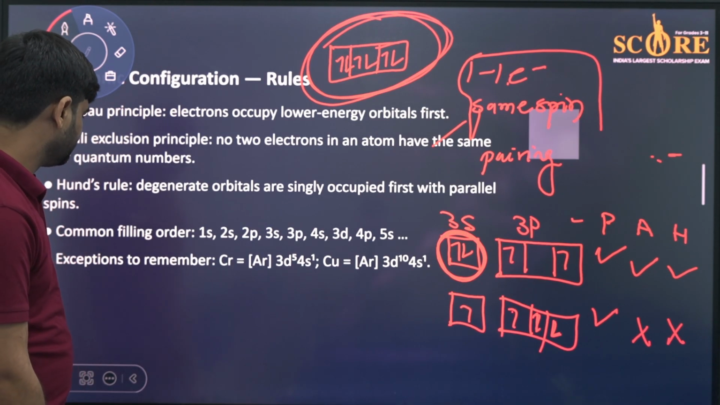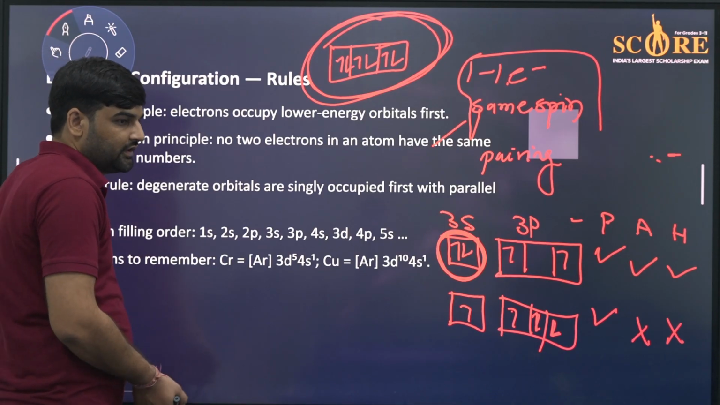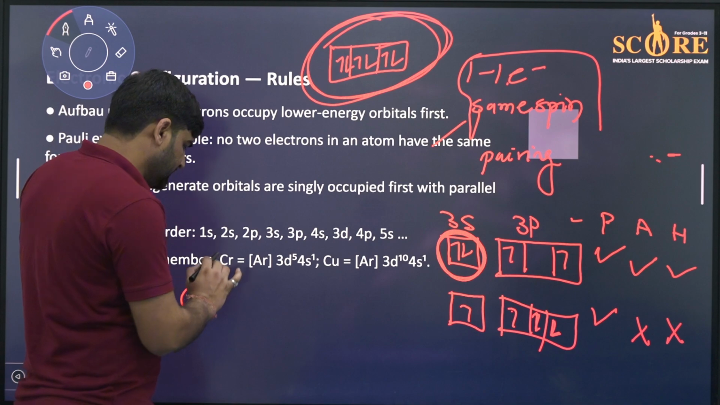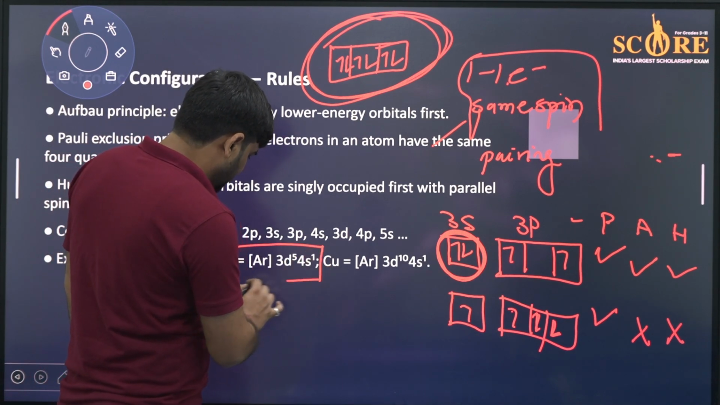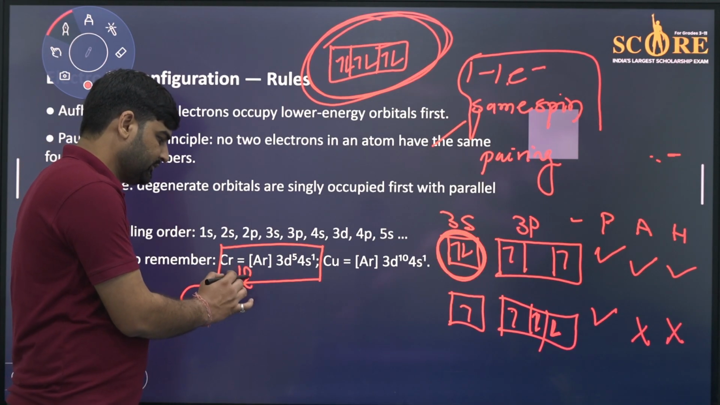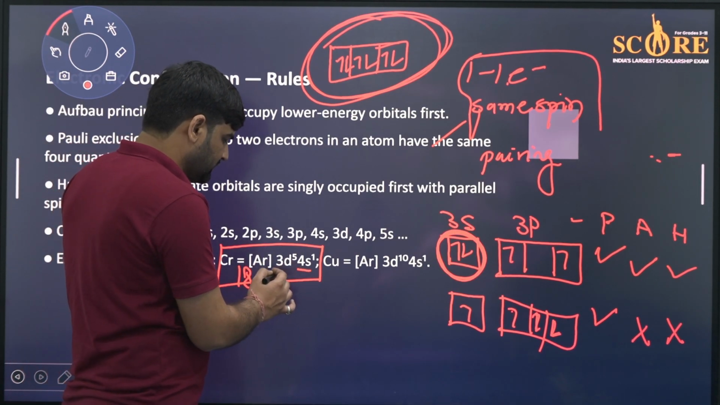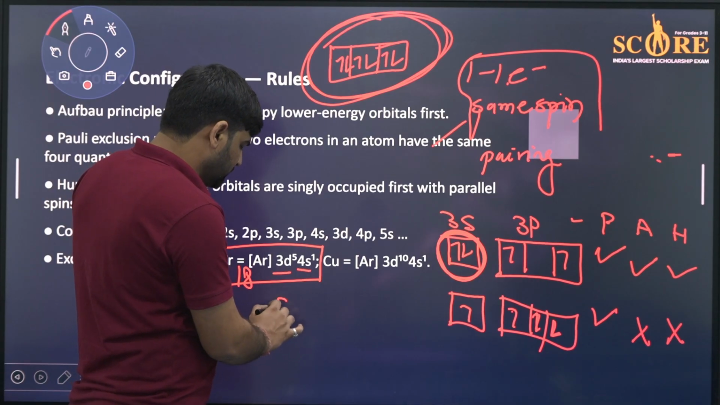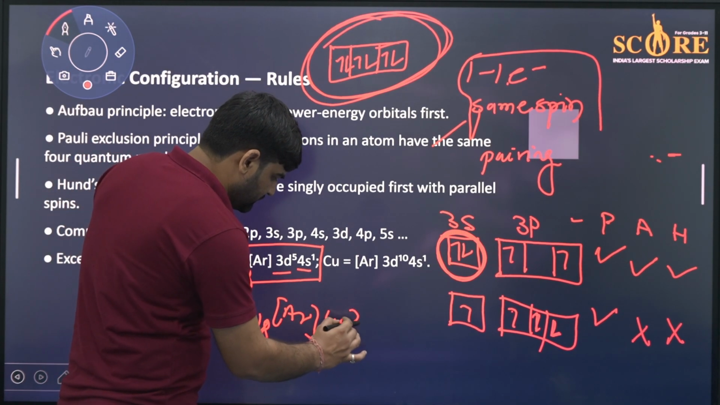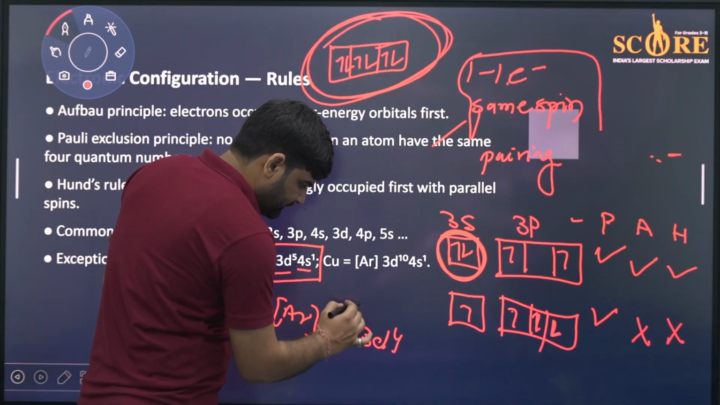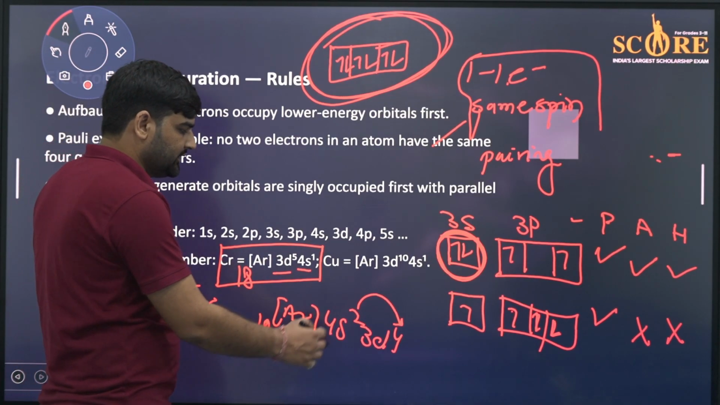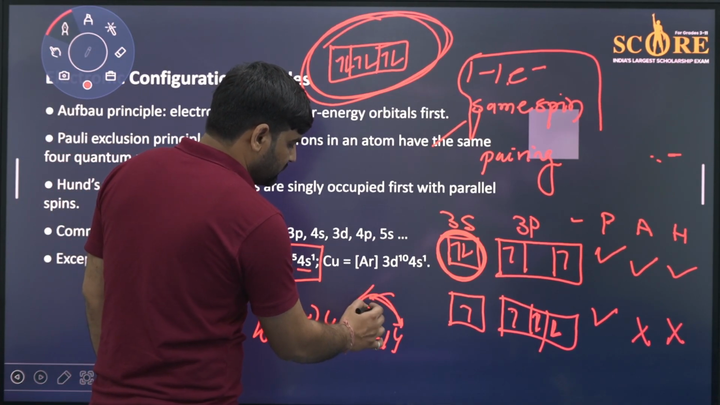Some electronic configuration exceptions are also present. In Cr, you have to write argon 18, then 4s1 3d5. According to us, this should be argon 18 4s2 3d4, but due to half filled electronic configuration, this electron goes to this side.